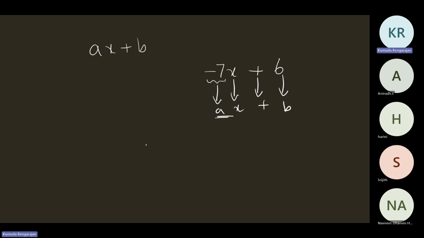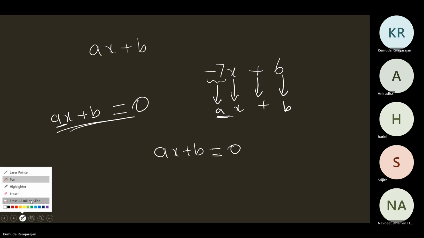And the standard form of a linear equation in one variable x is ax plus b is equal to 0, because equation means equated to 0. Equate the linear expression to 0. This is the linear expression in one variable x. If you equate this to 0, it's called a linear equation. So this is the standard form of a linear equation in one variable x. Same conditions: a and b any real value, a should not be 0.